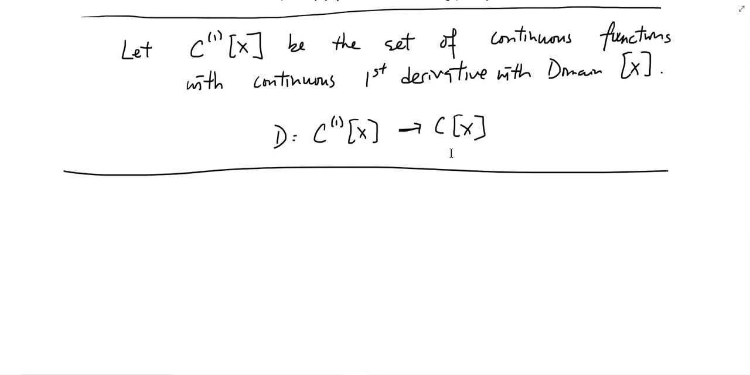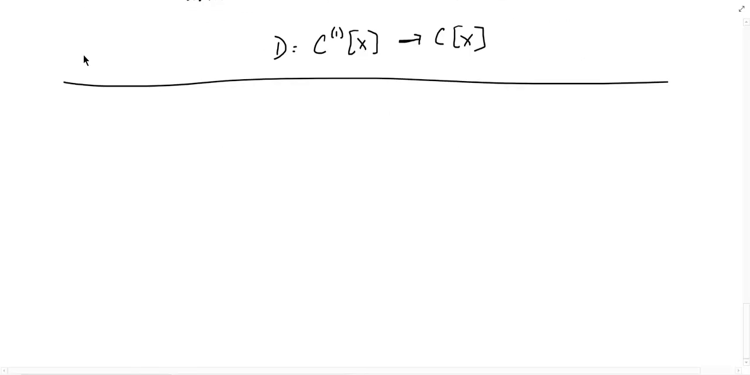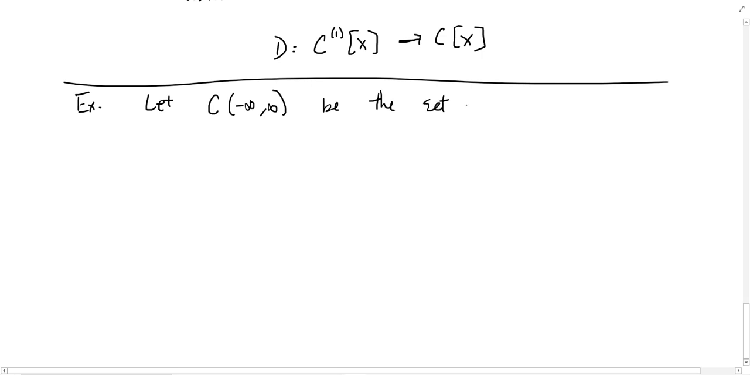So now what I want to do is define a different type of linear function for you, and also show you why we want to do that. Here's my next example of a linear function. Suppose we define C of negative infinity to positive infinity to be the set of continuous functions f that map from the entire R to R.